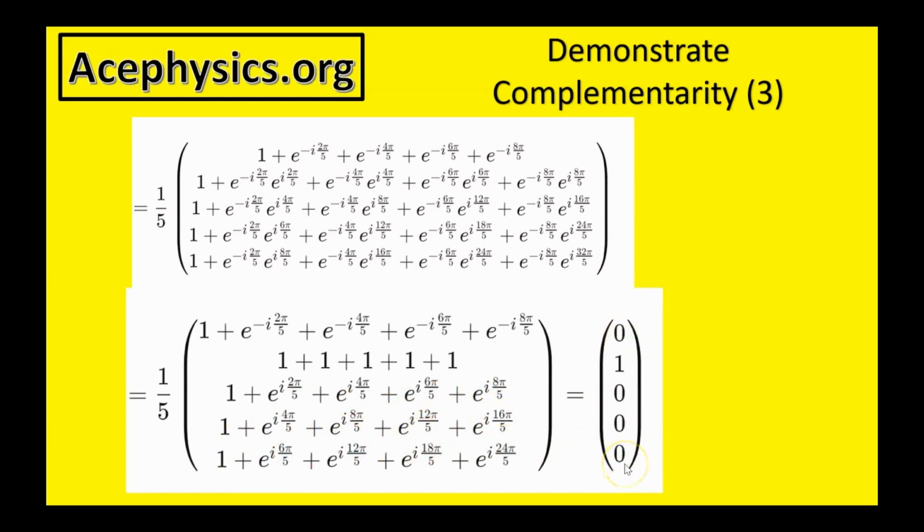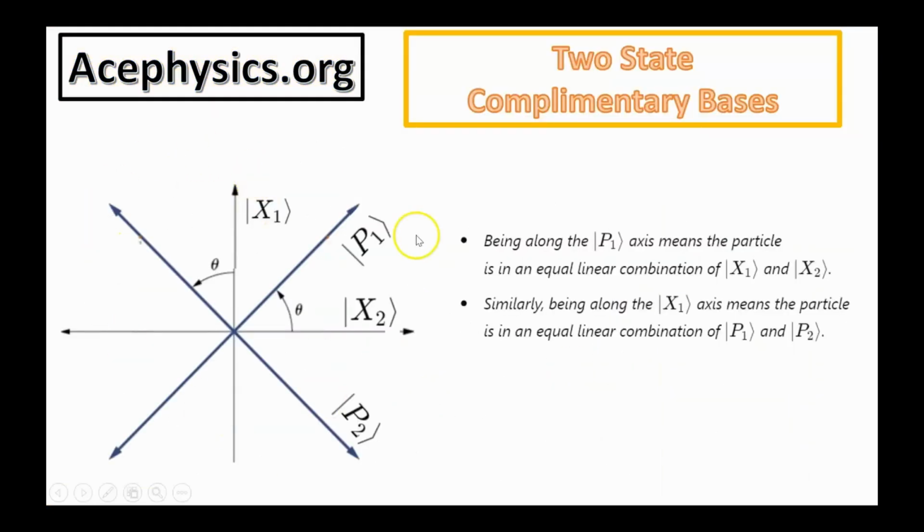So what this shows is if you're spread over all the position values, you're localized to one momentum value. This picture is helpful to understand complementarity. This would be for a two-state system. It can only have 2 positions and 2 momentums.